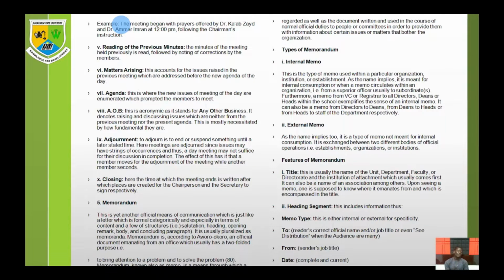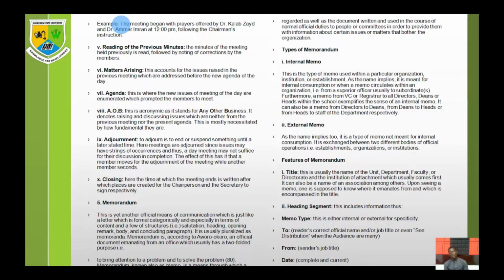Then you have to read the previous minutes, for members to see whether you have captured, as a secretary, all that ensued while discussion was taking place in the previous meeting. So the minutes of the meeting held previously is read, followed by noting of corrections by the members of that particular meeting. If there are no corrections, then someone moves for acceptance or adoption of the minutes. Then another member in the meeting seconds to say yes, it is approved and it can be documented for onward referential purposes officially.